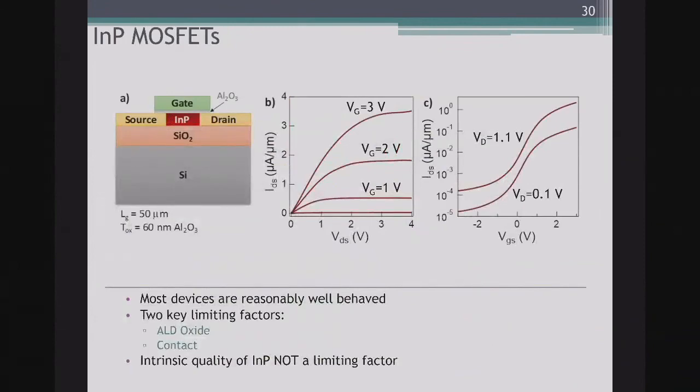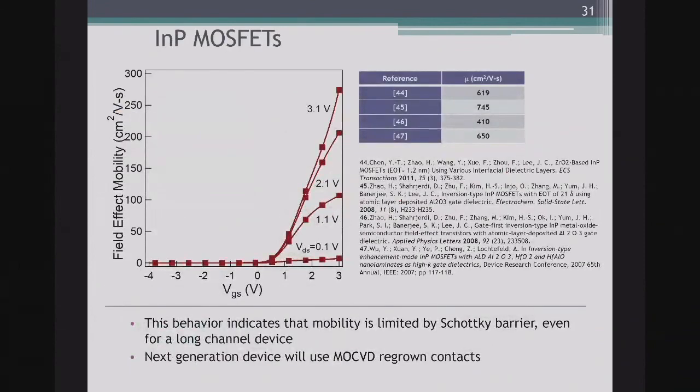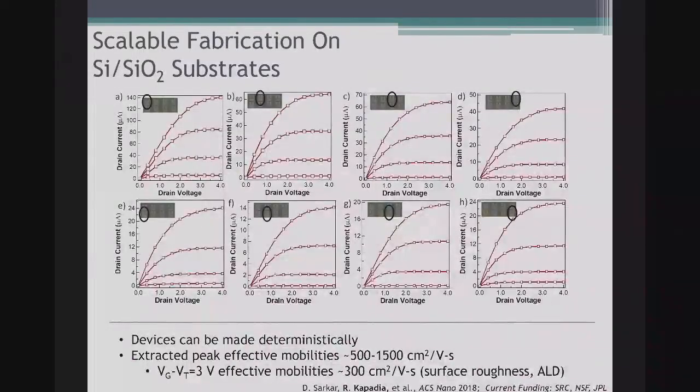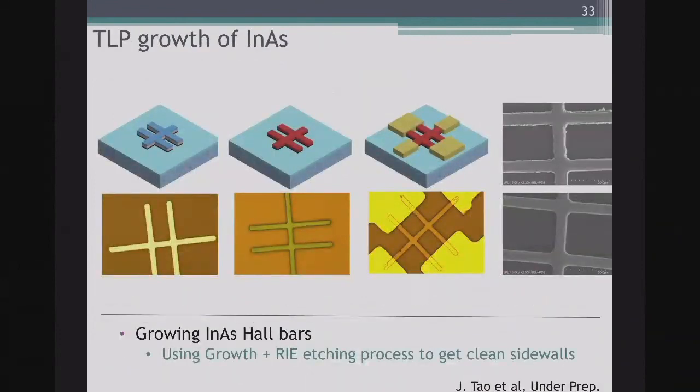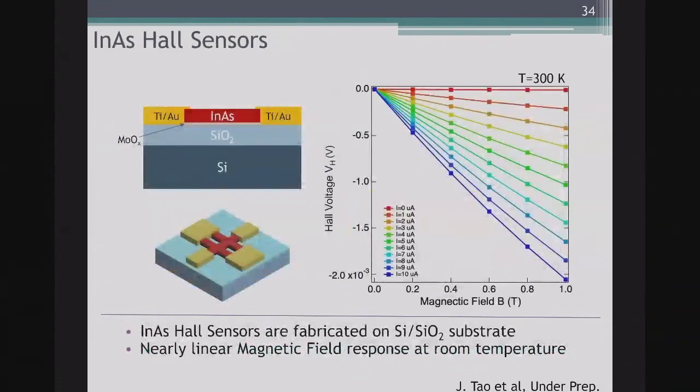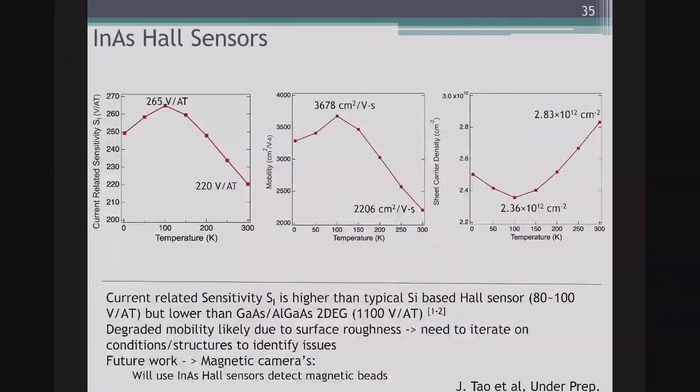There's a lot of details here. I won't really bore you with them. So I showed one device. We can also make arrays of devices because you obviously need more than one if you want to make circuits. There are also other types of sensors we can make. So this is a different material that we're growing called indium arsenide, where we make magnetic sensors out of them, arrays of magnetic sensors.